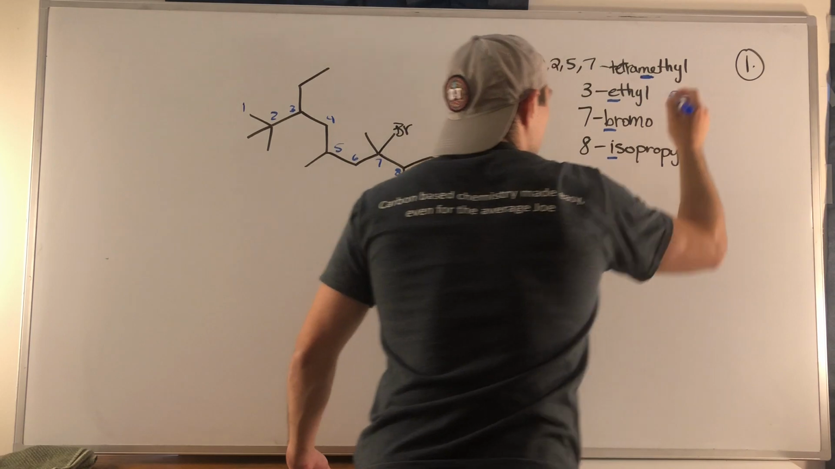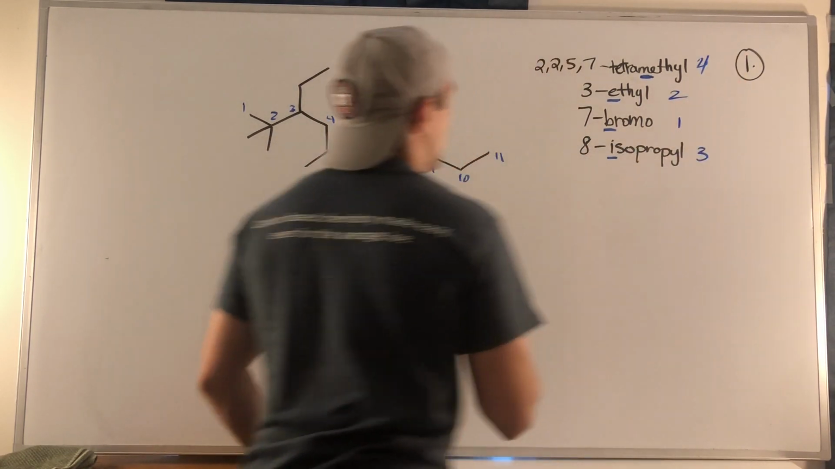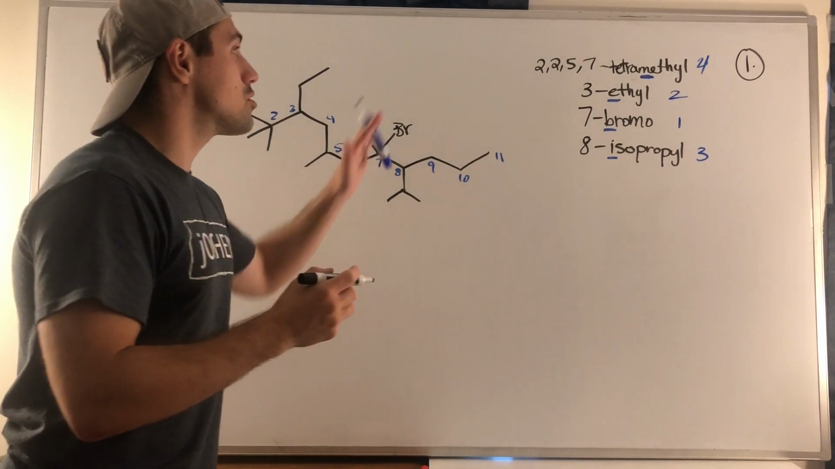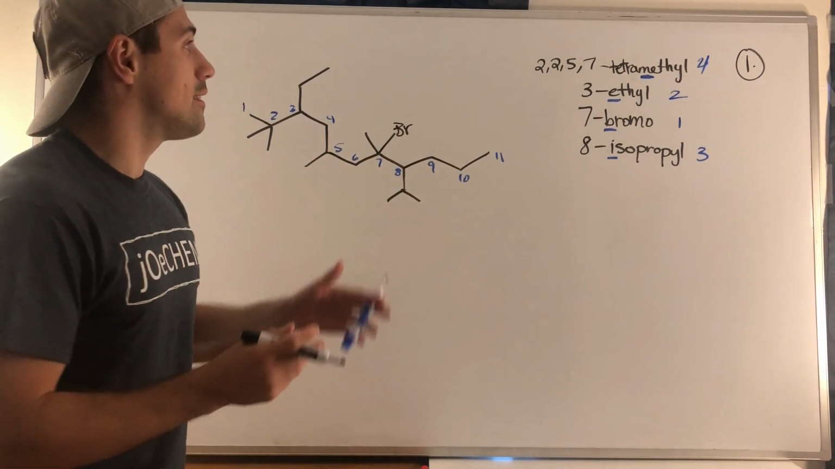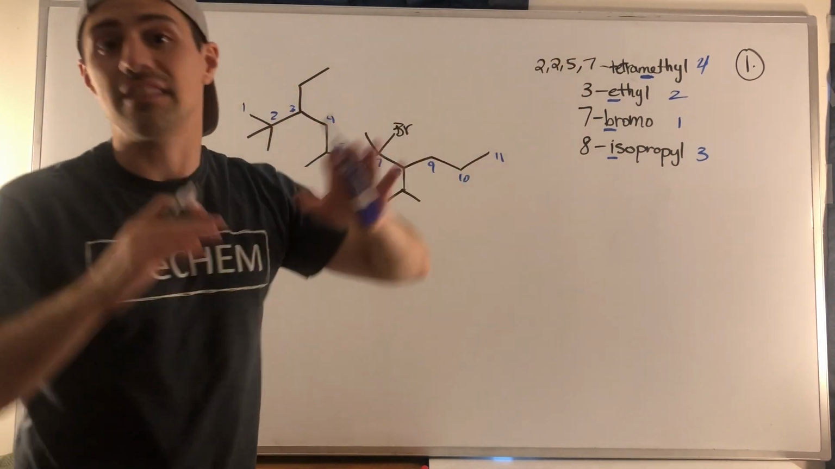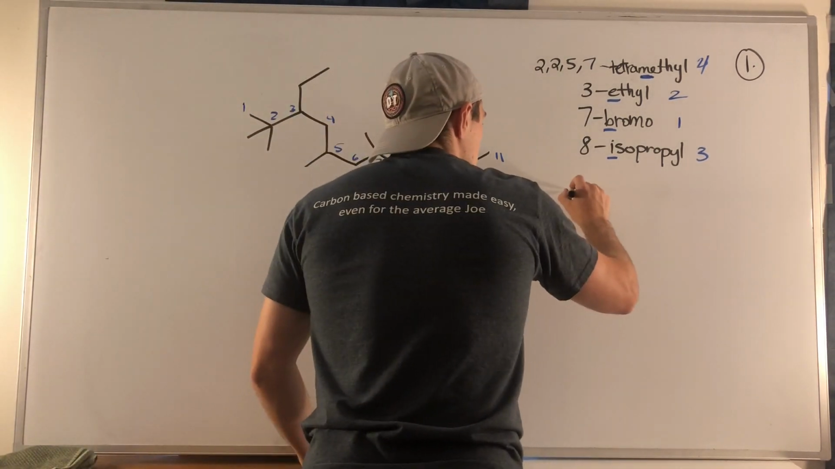Then we have ethyl with 2. Then we have iso with 3. Bringing up the rear is the methyl, okay? So remember, the rules are between numbers you do commas, and between number-letter or letter-number, it's hyphens, okay? And our parent chain is an undecane because it's 11.